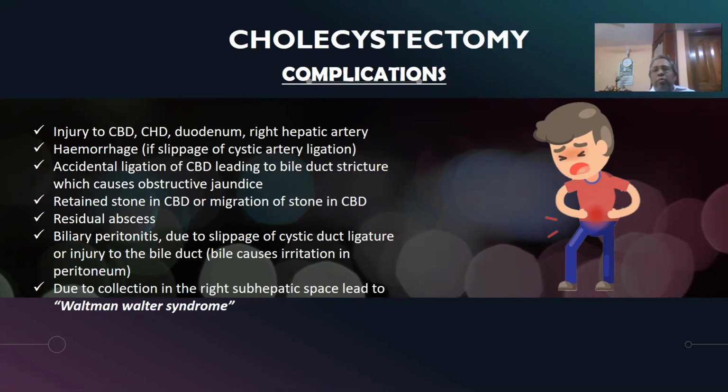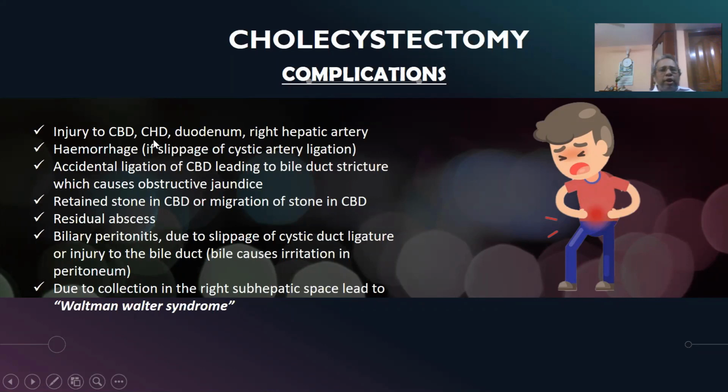So for that reason, if you don't know the complications, you are not cautious during surgery. If you know the complications, you will be more meticulous and more cautious while doing the surgery. For that reason, there is injury, that means injury to the common bile duct, common hepatic duct, duodenum, right hepatic artery. The surrounding structures are very close to each other, so there is every possibility of injuries there.